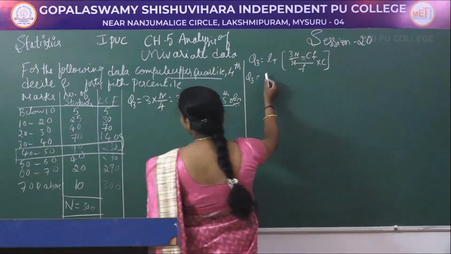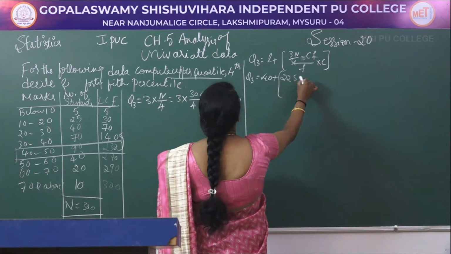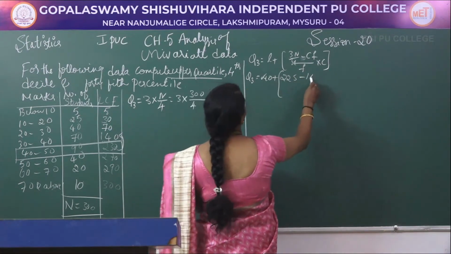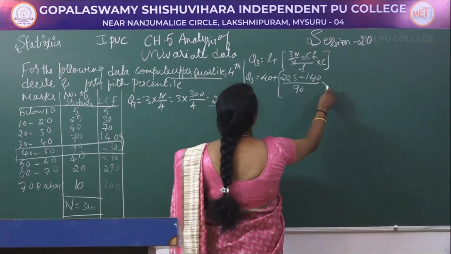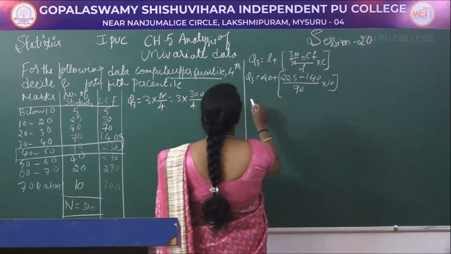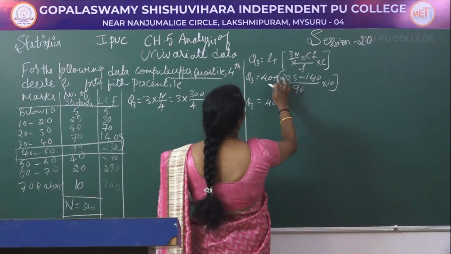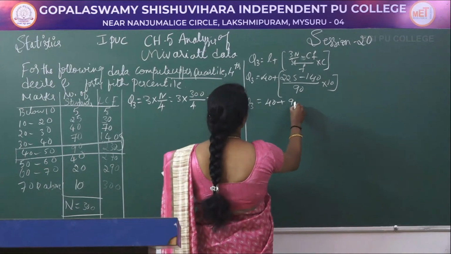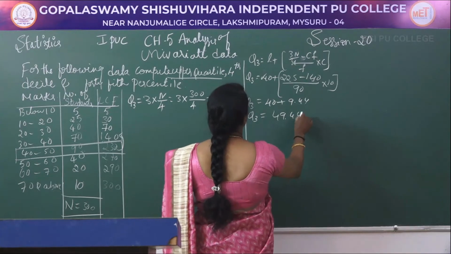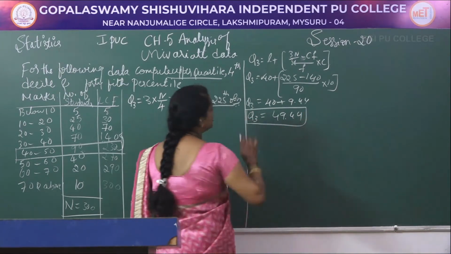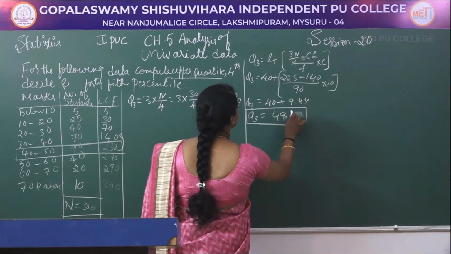So let me substitute. L is equal to 40 plus, this value is 225, CF will be the previous one, that is 140, and F is the corresponding frequency, that is 90. Width of the class interval is 10. Simplify this and you will get 40 plus 9.44. So the Q3 value is 49.44.